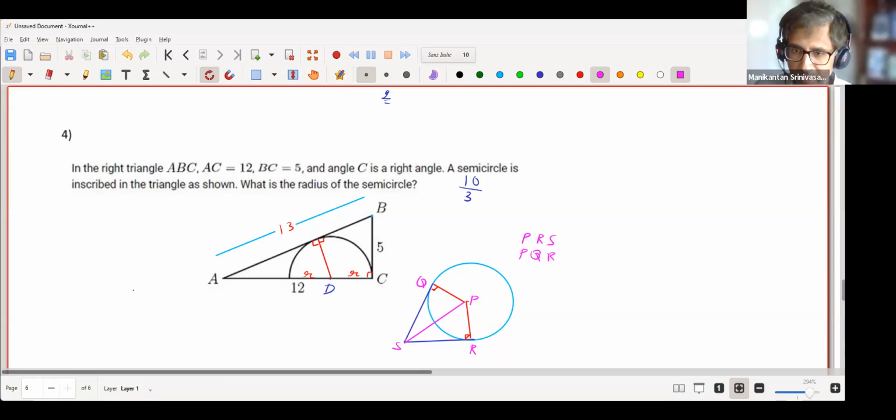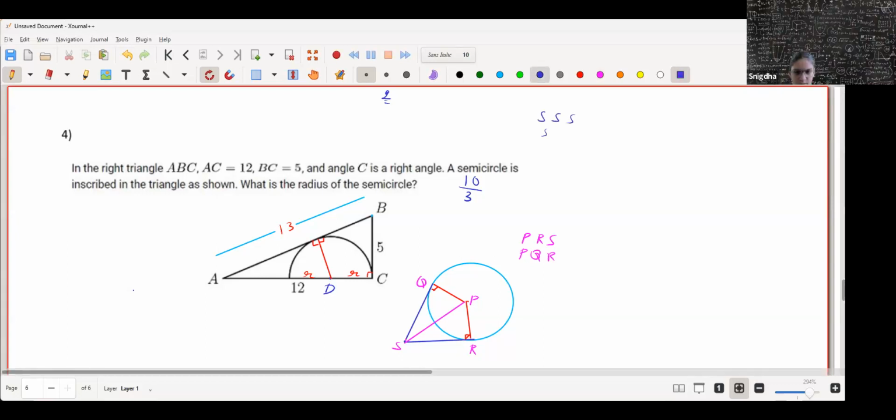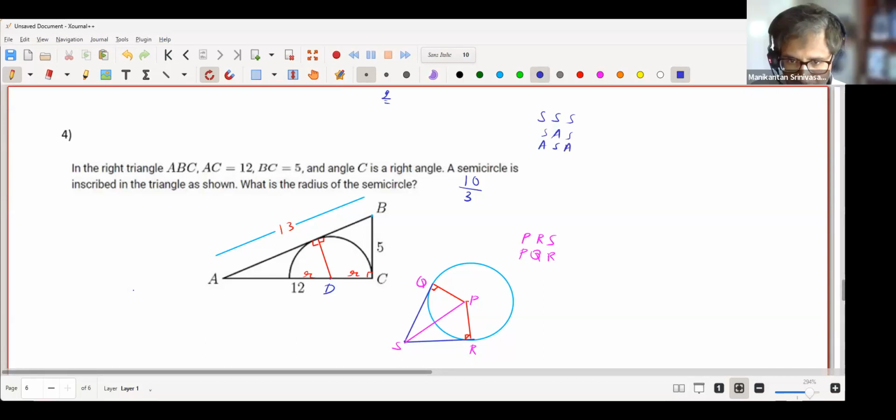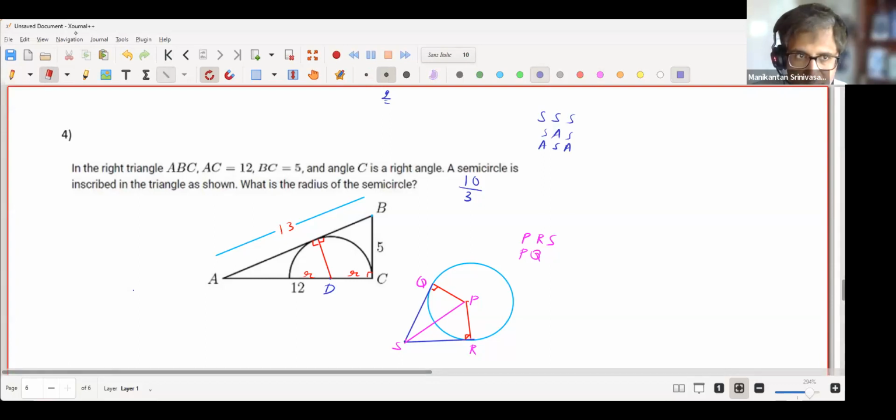Don't give up quickly. There are two triangles. You know there are only a few different categories for congruency. SSS is one, SAS is another. Wait, shouldn't it be PQS and PRS? What have I written? PQR, sorry. PQS, of course.